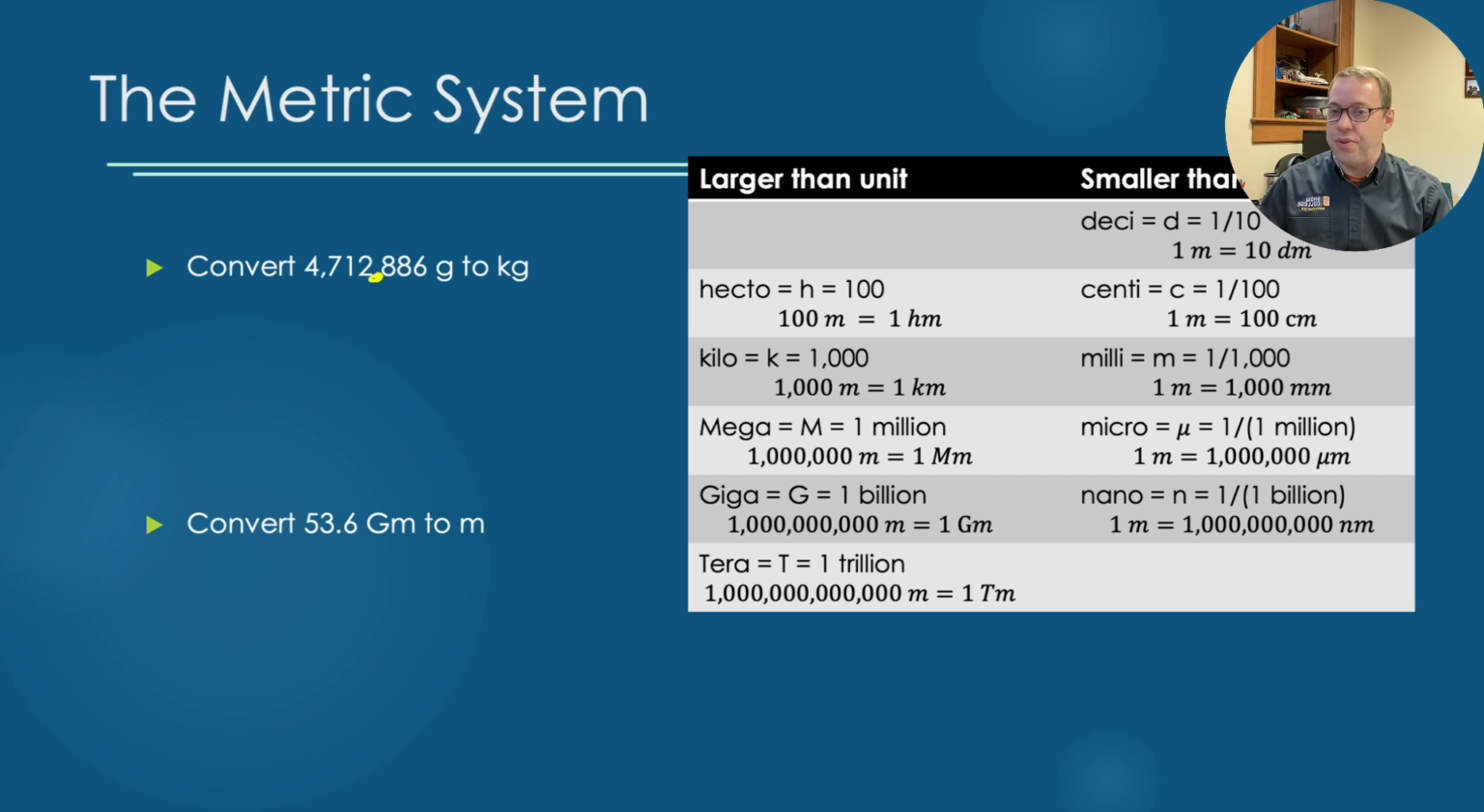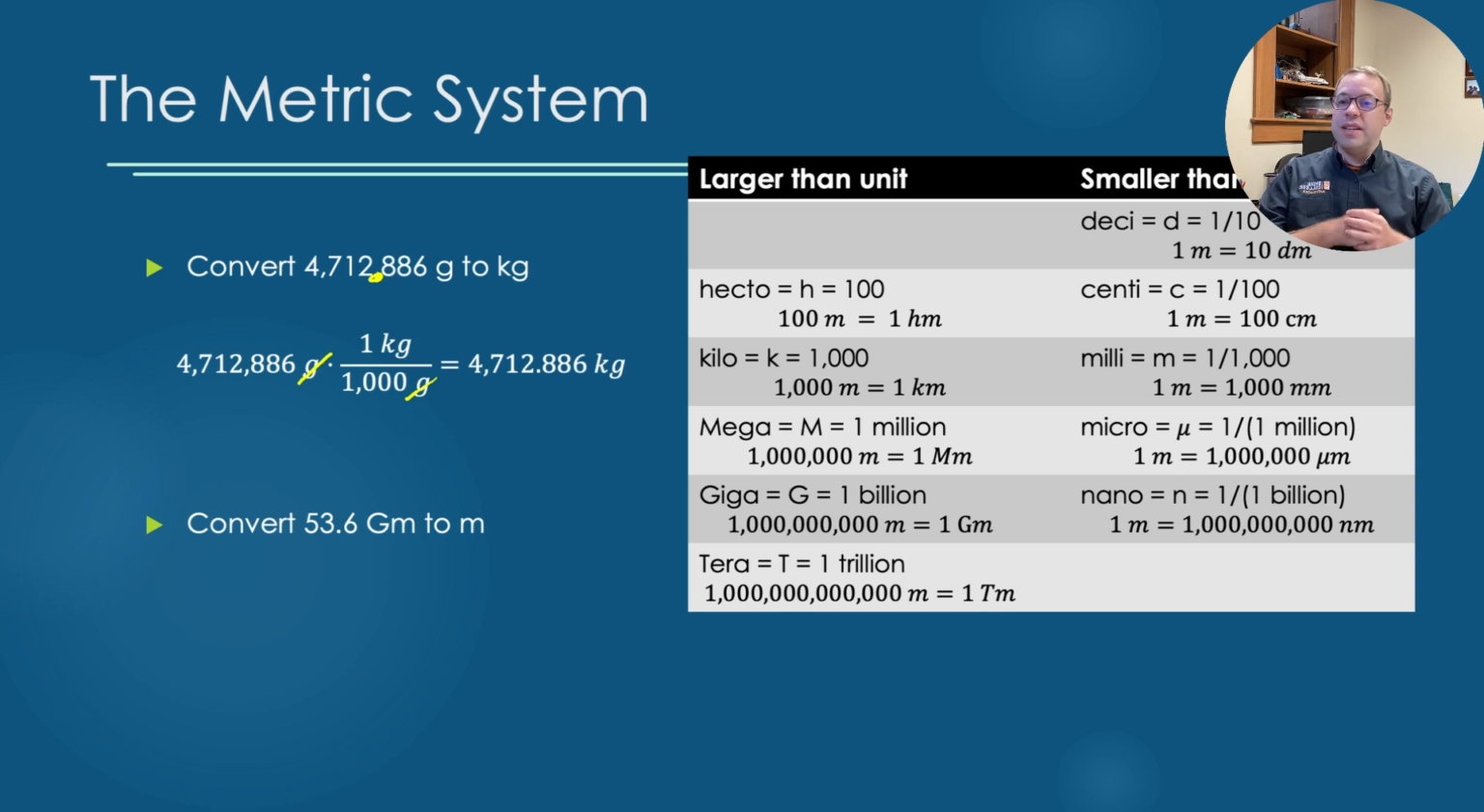Let me show it to you with the math. This shows that it actually works. We take our 4,712,886 grams, multiply it by our desired unit, the kilogram, divided by our current unit, the gram. There are 1,000 grams in a kilogram, so we have 1 on top, 1,000 on bottom, and the grams cancel out. You're left with 4,712.886 kilograms, exactly what we said using our shortcut method.